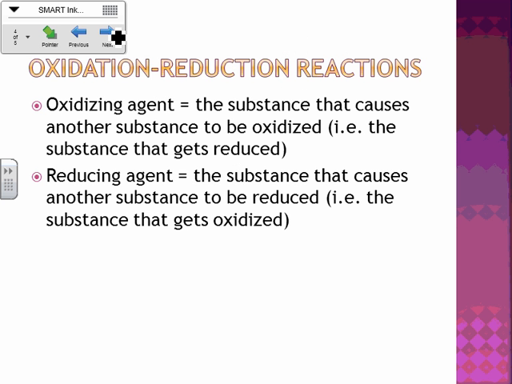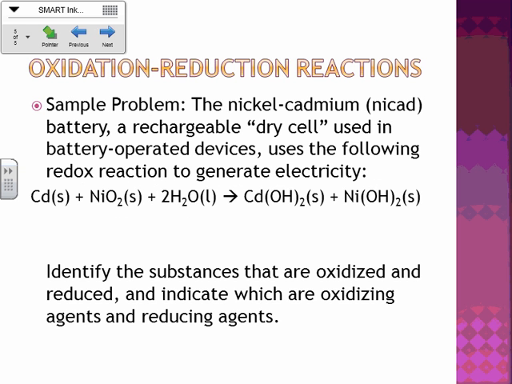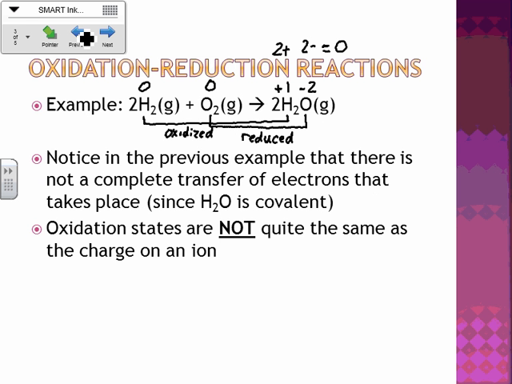Okay, an oxidizing agent is the substance that causes another substance to be oxidized. In other words, it's the substance that gets reduced. Okay, and then a reducing agent is what causes something else to be reduced. So it's the substance that gets oxidized. Okay, so here's a good example of this. Because the H2 is getting oxidized, it is the reducing agent. It's the thing that's causing the oxygen to get reduced. Okay, and because the oxygen is getting reduced, it is the oxidizing agent. It's the thing that's causing the hydrogen to get oxidized. Okay, so you just kind of have to remember that they're backwards from one another.